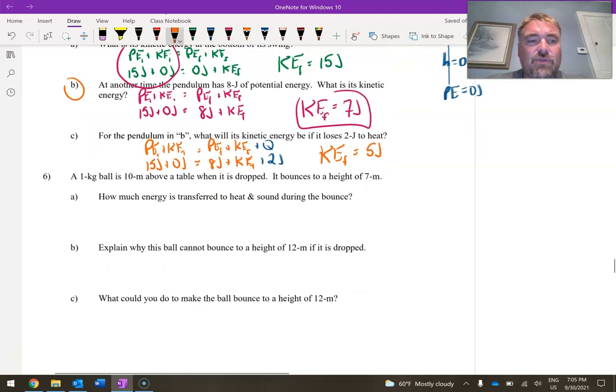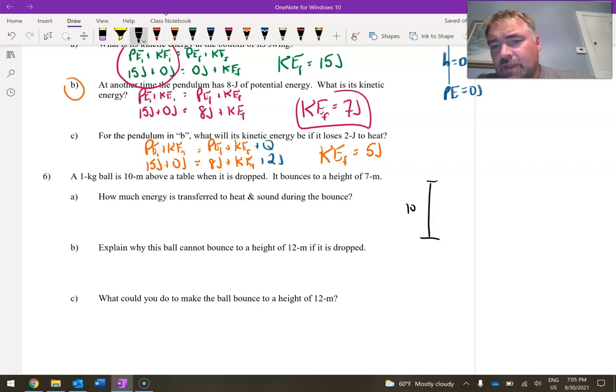All right, and for our last one here, we've got a 1 kilogram ball 10 meters above a table. When it's dropped, it bounces to a height of 7 meters. They want to know how much energy is transferred to heat and sound during the bounce. So again, if you draw a picture, it's going to help. Initially, it's up here. It is 10 meters above the ground when we first drop it. And I'll make it a nice red ball there. And it's going to go down.